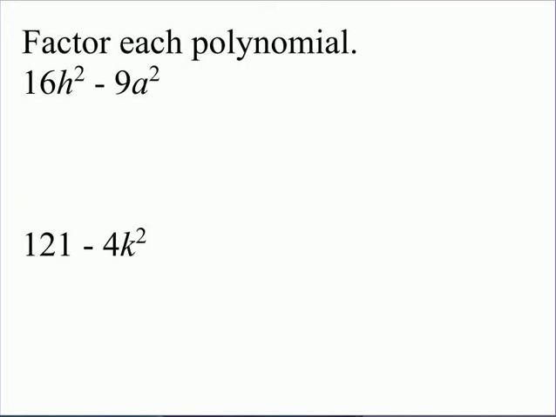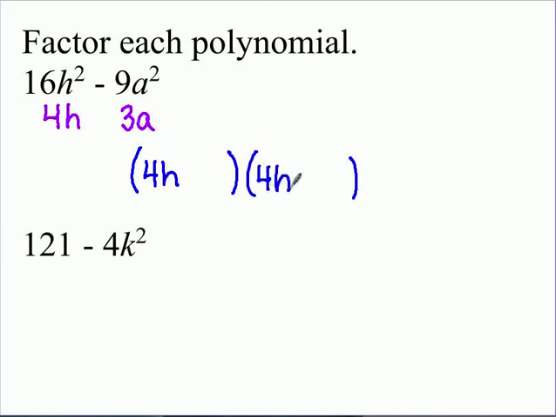What is squared to give me 16? 4. What is squared to give me h squared? h. What about 9? 3. What about a squared? a. Those are my two quantities. Now I've got two sets of parentheses. What will the first term be? 4h. What will the last term be? 3a. That's why I wrote those there. And then I know that one is minus and one is plus. There you go, and that's it.